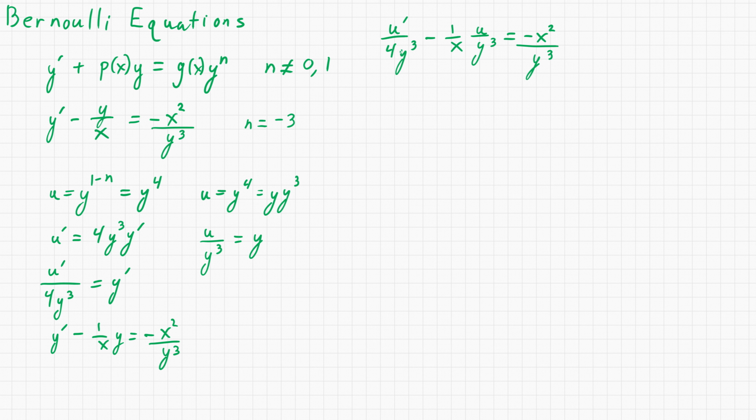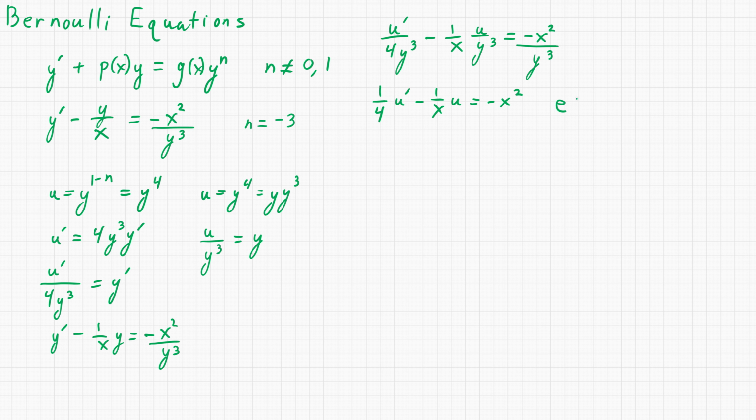And here's the trick. Everything has a 1 over y cubed term in it, so we can multiply everything by y cubed, and we'll end up with a much nicer looking differential equation. So 1/4 u prime minus 1 over x times u is equal to negative x squared. So this one looks like we can solve with the method of integrating factor.